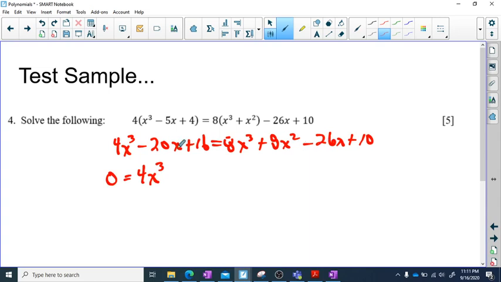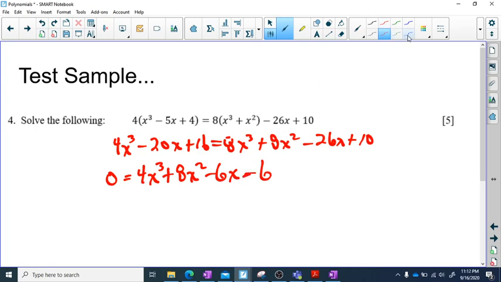A negative 26x, and I add 20x. That will give me minus, oh, what am I doing? I missed the x squareds. Let me back up for a second. The only x squared I see is right here. So that's going to stay there, plus 8x squared. Now let's do the x's. A negative 26, add 20, that's subtract 6x. I have a 16 here, that's going this way. So that's going to give me a subtract 6.